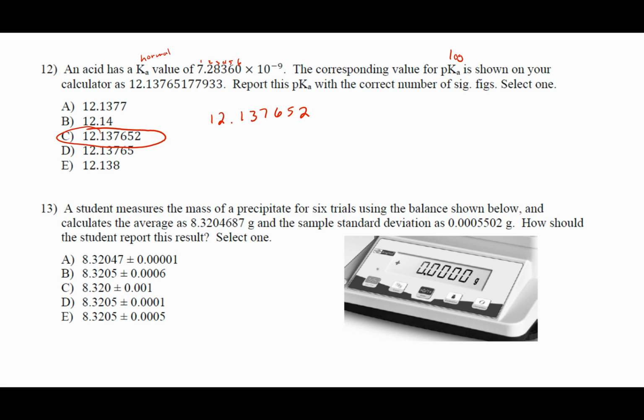A student measures the mass of a precipitate for 6 trials using the balance shown below and calculates the average and the sample standard deviation as such. How should the student report the result? Rule 1. Right, 0.0005, nope, 6, because it has to round up.